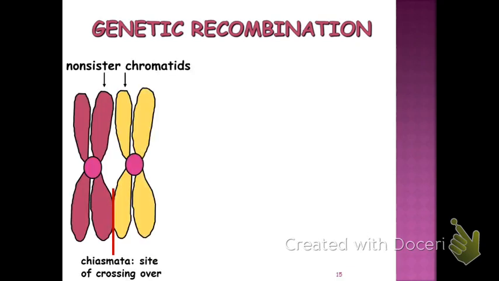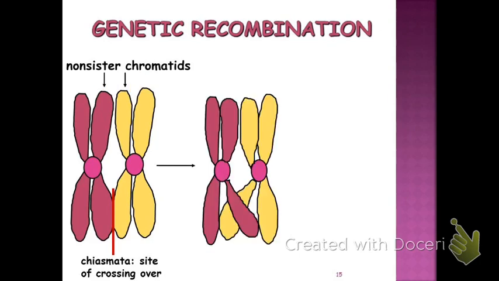Okay, so here is our illustration. We have our two homologous chromosomes. Notice here I have labeled for you the non-sister chromatids. So a non-sister chromatid means it's a chromatid on each of the homologous chromosomes. So they are not the same. We have a maroon one and we have a yellow one. They're going to cross over.